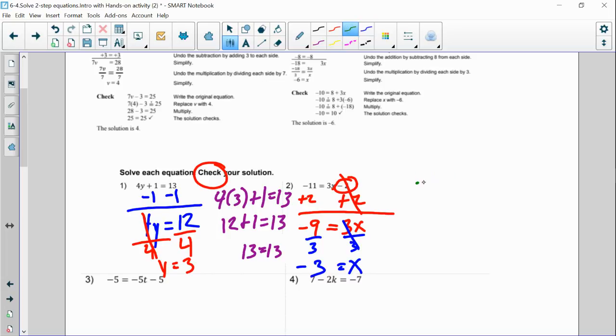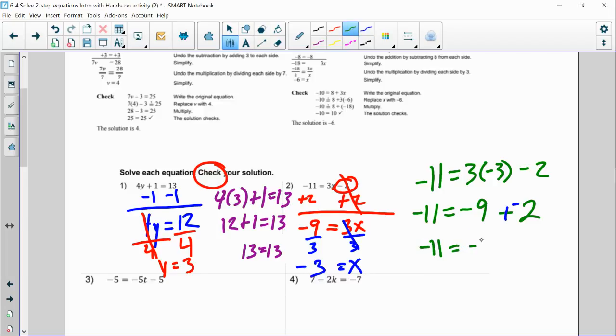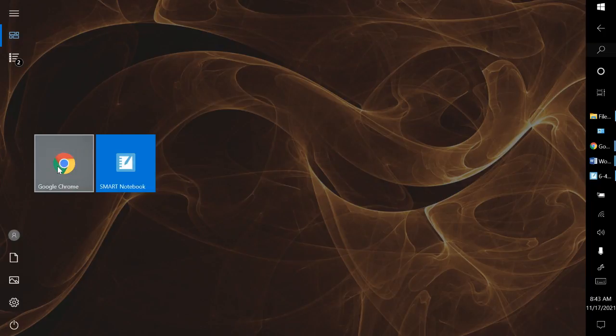Right? So is negative 11 equal to 3 times negative 3 minus 2? Negative 11 equals negative 9 minus 2. Remember, keep change, add the opposite, so that I really have, yes, negative 11 equals negative 11. See, that's why the integer practice that we did at the beginning of the year was so important. Okay? All right, so then there's also a link to help you as you do the rest of these.